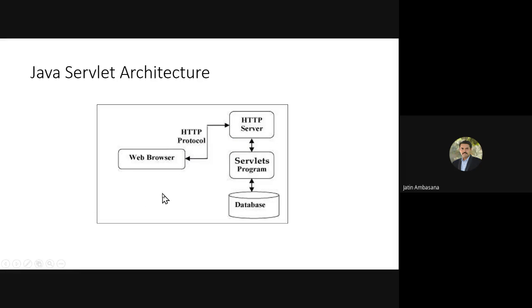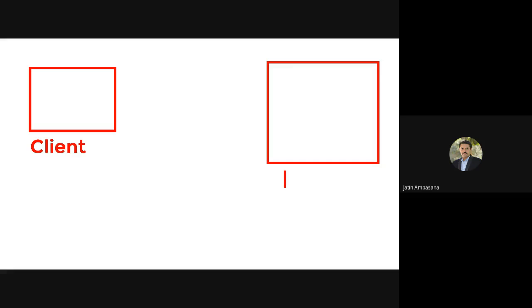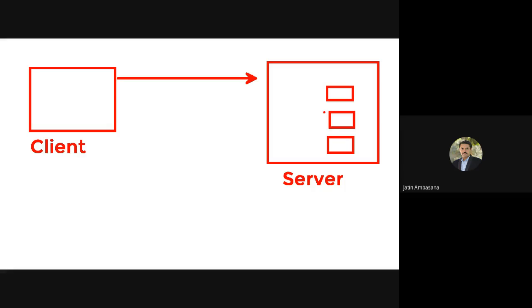Check this out. This is basically the client, and this is the server. The client sends a request, and the server checks for the various files for which the request has come. It will forward the request to that particular resource. That resource will execute, and then it will send the response back.